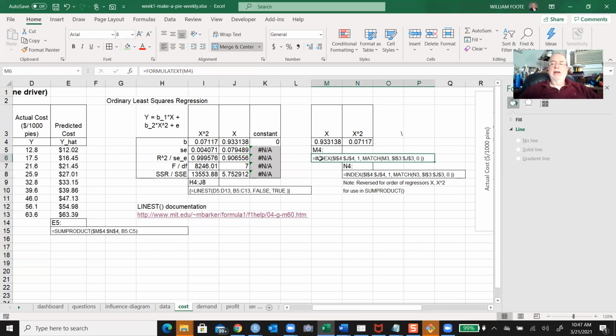And here's the INDEX MATCH. Go look this up in your rendering of Winston. I think it's chapters 3 and 4. And it's applied twice. I'll leave you with that.